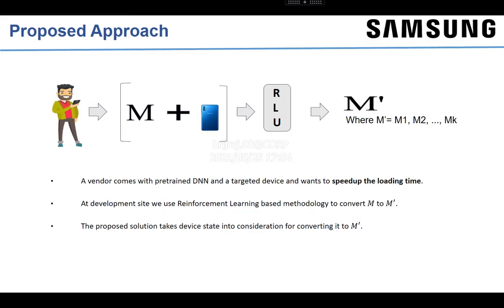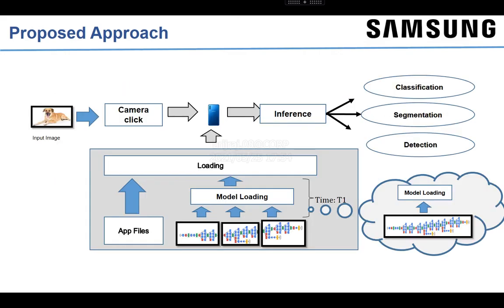So the proposed approach says that a vendor comes with a model M and the device. Then we put it to the RLU unit, and that RLU unit converts that model M to M dash, whereas the expectation from M dash is that the loading time of M dash will be lesser than the loading time of M. Okay, and let's see what the RLU is.